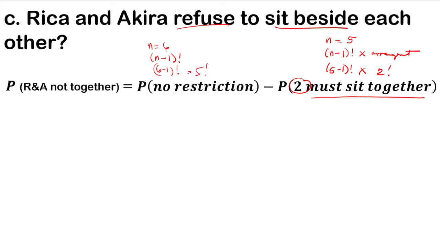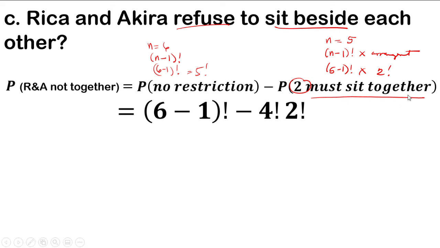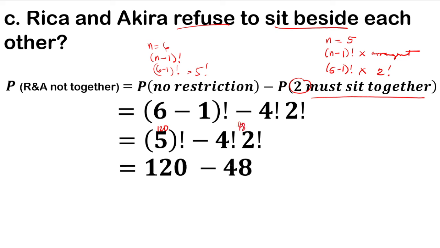Okay? So, we will be arriving with the permutation of no restrictions, that is 6 minus 1 quantity factorial. Tapos, yung 2 must sit together naman is 4 factorial times 2 factorial. So, 6 minus 1 quantity factorial is 5 factorial. Okay? Now, 5 factorial is 5 times 4 times 3 times 2 times 1, and that is equal to 120. And 4 factorial, 4 times 3 times 2 times 1, that is 24, times 2, that is 48. Okay? So, that is 120 minus 48. And 120 minus 48, that is equal to 72.